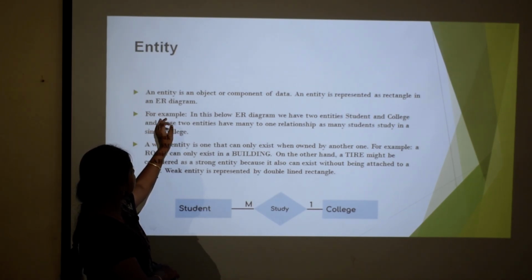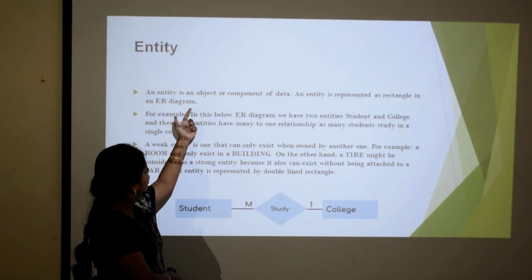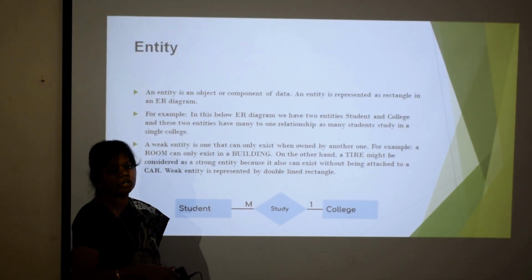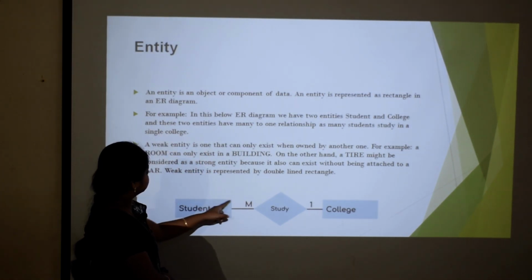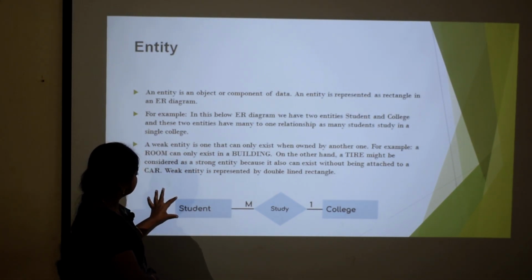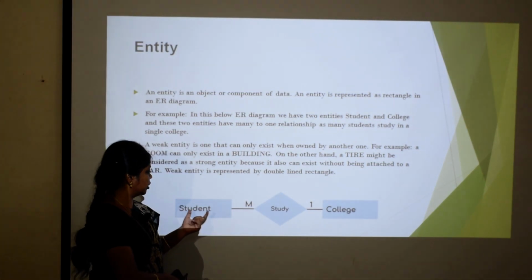What is an entity? I already told you, an entity is an object. So if it is an object, it tells about the object, so that is an entity. It is represented by the symbol rectangle. So a rectangle represents an entity. Entity is nothing but an object, I already told you.